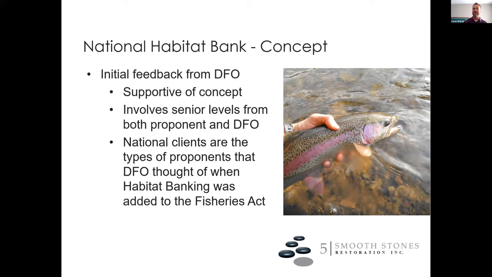One of the things that we did hear from DFO is that when DFO first allowed and was coming up with habitat banking, national proponents or proponents with national infrastructure are exactly the types of proponents that DFO had in mind when habitat banking was added to the Fisheries Act. Their large infrastructure, and to Mark Posch's point earlier, research finding that larger projects were somewhat more successful at achieving the success and the habitat function. Larger proponents tend to lend themselves to larger projects and larger offsetting needs under the Fisheries Act. And so there is good alignment with national clients, national proponents, and national banks.